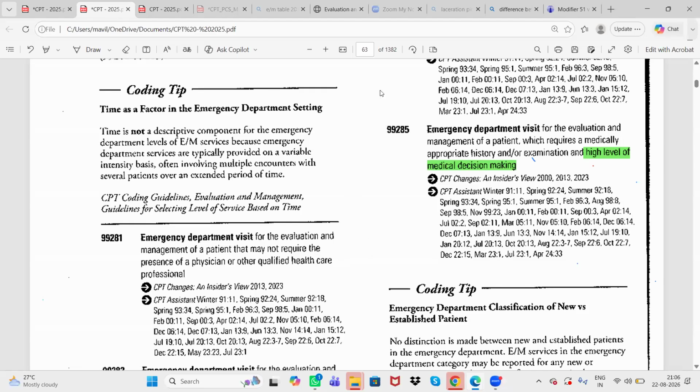Let me explain from my end. A new patient is one who has not received any medical services within 3 years from the specialty. What is a specialty? What are the specialties we have? Specialization, yes.